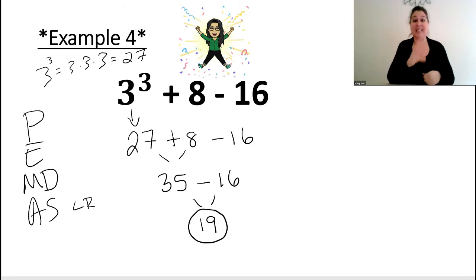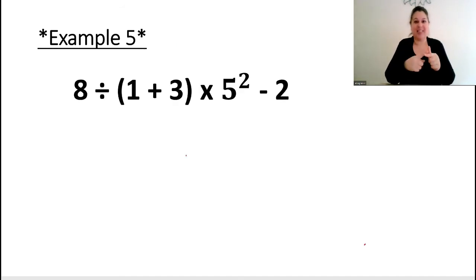All right, so we've done 4 examples already. The next example, I'm going to have you press pause as soon as you see it so that you can try it on your own, and then press play so you can check your work. Okay, go ahead, press pause now. All right, so let's check our work for this one.